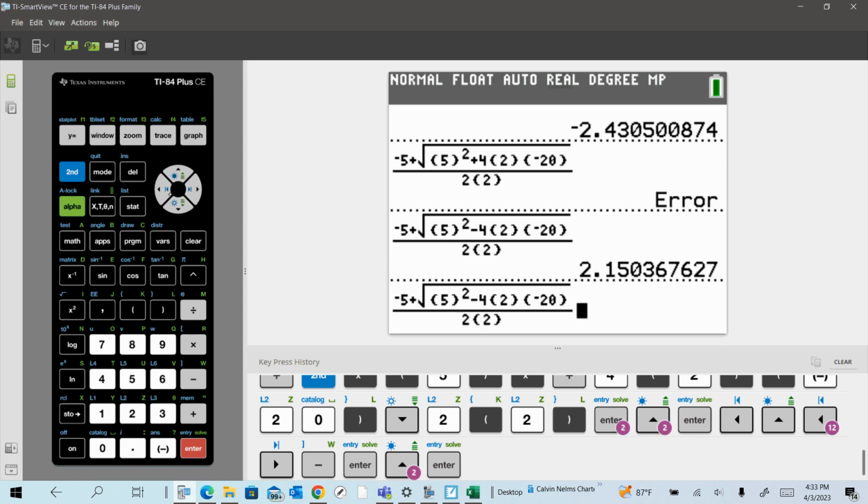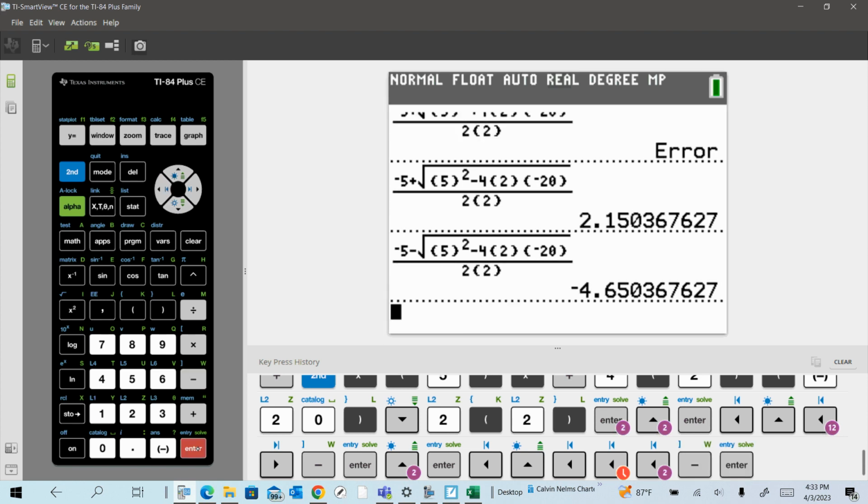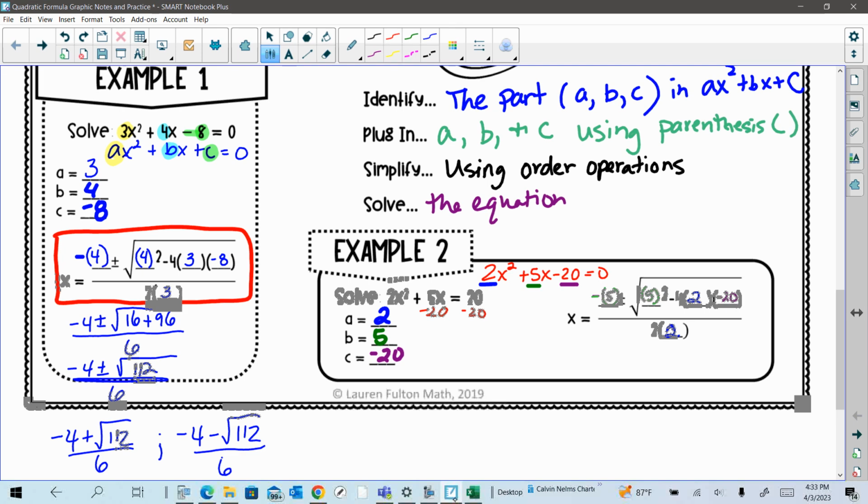And now what I'm going to do, arrow to the right, then arrow up, and then I'm going to arrow all the way, because instead of doing the plus, we're now going to do one with subtraction. So we're going to now hit enter, and there is our second solution. This would be rounded to negative 4.6. So our answer here would be x equals our two solutions, which were 2.2 and negative 4.7.